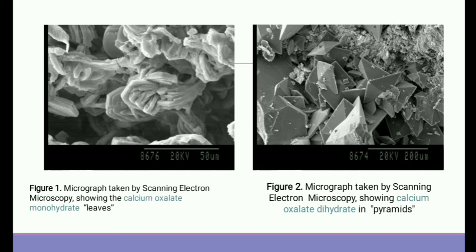These figures show micrographs taken by scanning electron microscopy showing calcium oxalate monohydrate leaf. The second figure indicates the micrograph taken by scanning electron microscopy showing calcium oxalate dihydrate in pyramid shape.